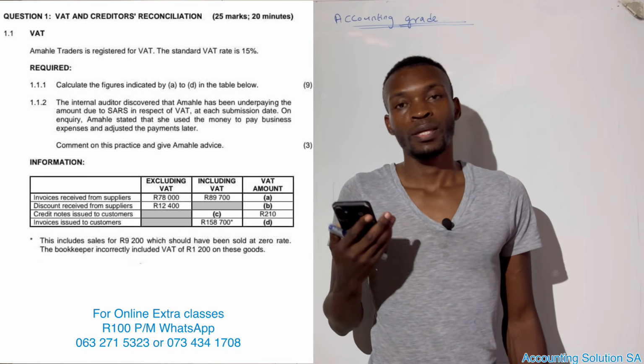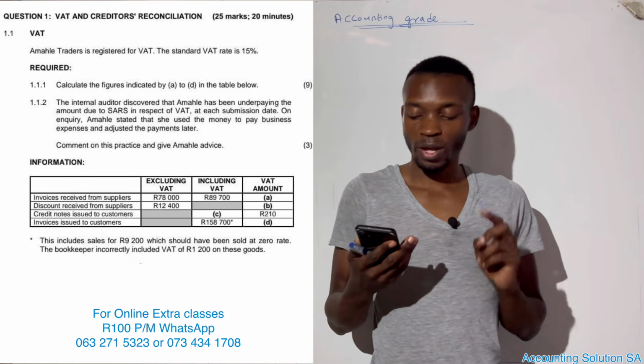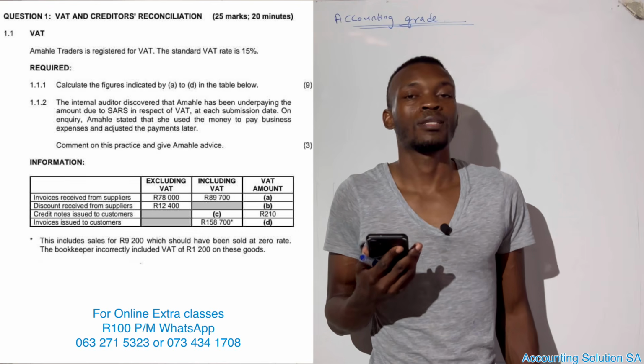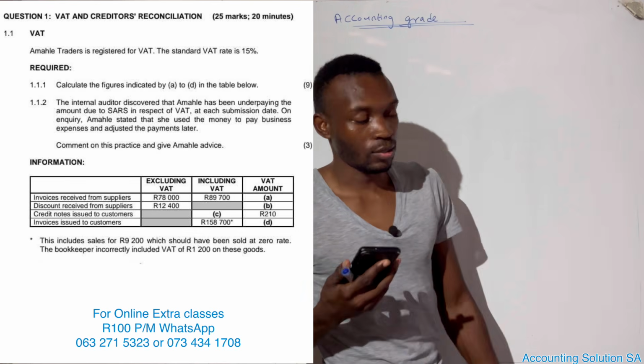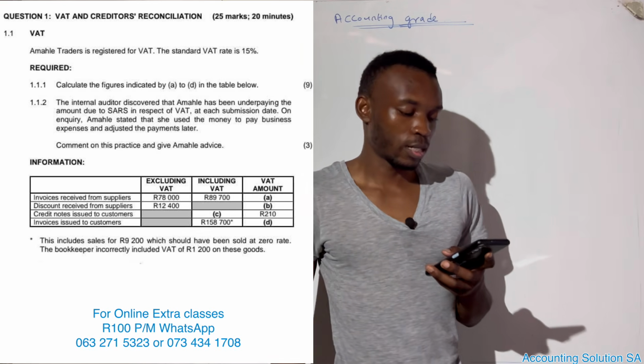So it's very dangerous. So we have to advise Tom that he must pay SARS. He must pay SARS first, then the rest of the money he can use for business expenses. All right, then it was 3 marks.